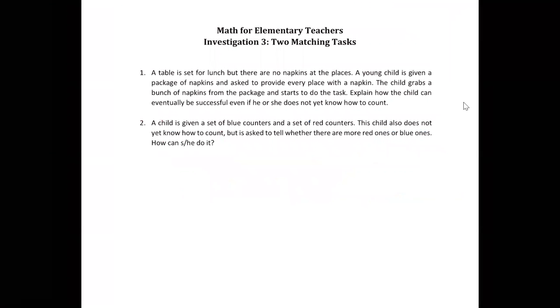All right, so then we have number 3, because we skipped number 2. So number 3, table is set for lunch, but there are no napkins at the places. The young child is given a package of napkins and asked to provide every place with a napkin. The child grabs a bunch of napkins from the package and starts to do the task. Explain how the child can eventually be successful even if he or she does not yet know how to count. All right?